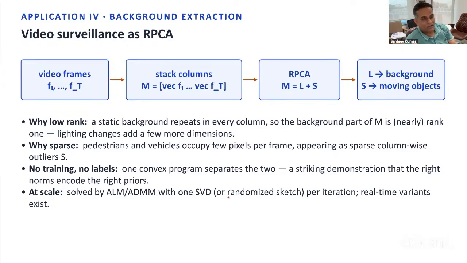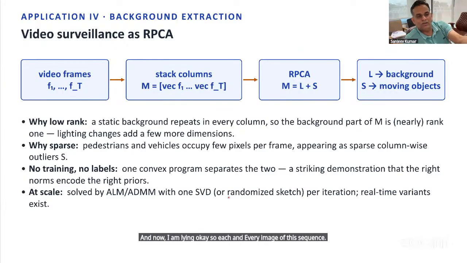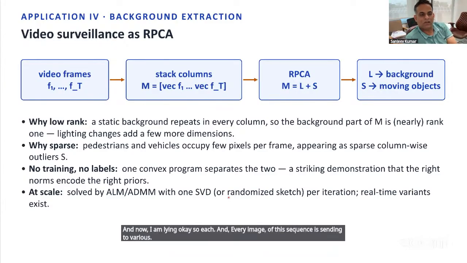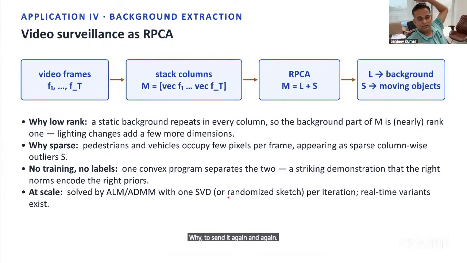Suppose now I am live. Each and every image of this sequence is sent to various users. Since my background is constant, why send it again and again? Let us send it once and then only send the foreground, this particular area.